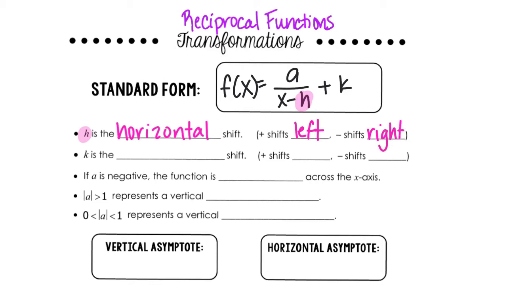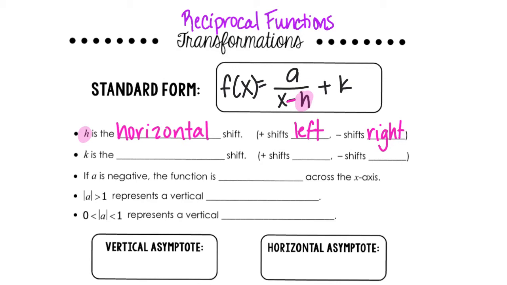Now this is something that's sometimes a little bit counterintuitive and a little bit difficult to remember because it might seem logical that positive goes to the right and negative goes to the left. However, notice how your standard form already has a negative here. So that negative is going to kind of flip your intuition. So positive shifts left, negative shifts right.